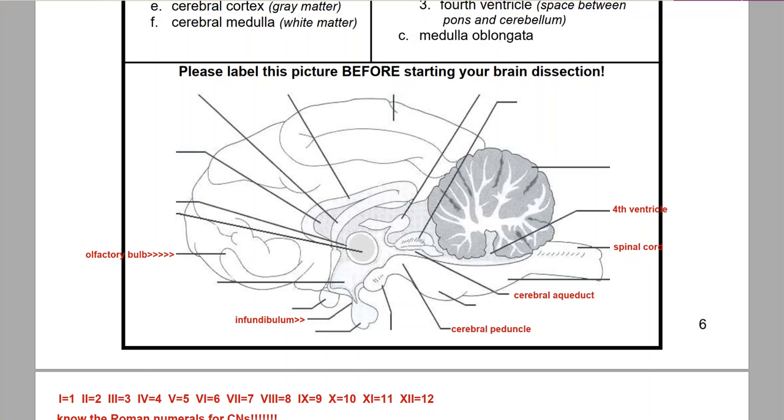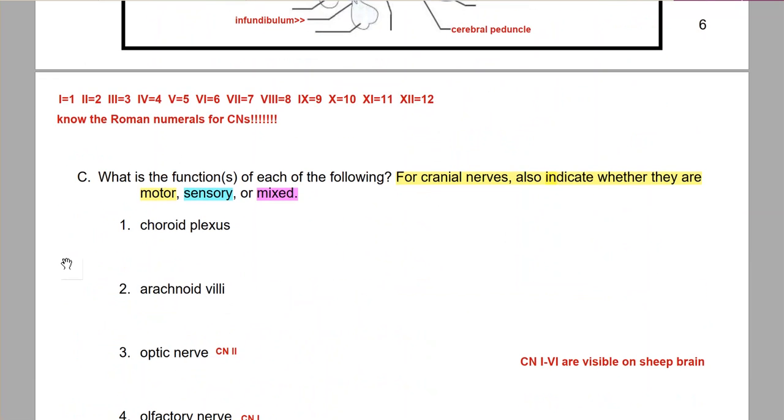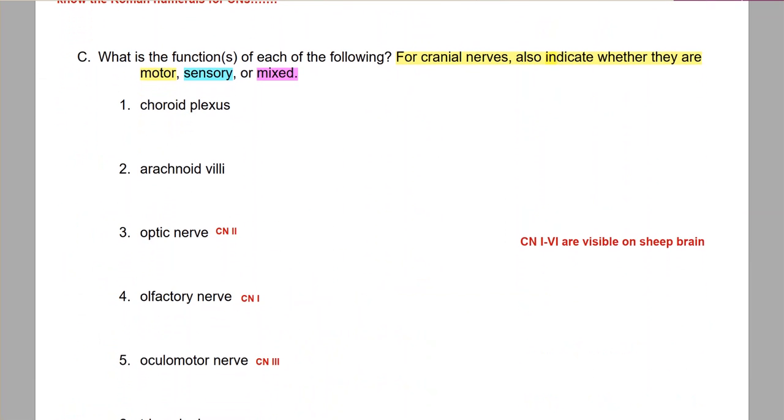And you can look at the pictures from the sheep brain dissection or the video from the sheep brain dissection before or after labeling this. Doesn't matter. Whatever works for your brain better. All right, and then after that in the lab, there are some pieces of architecture that they want you to define, so understanding the functions of these things.